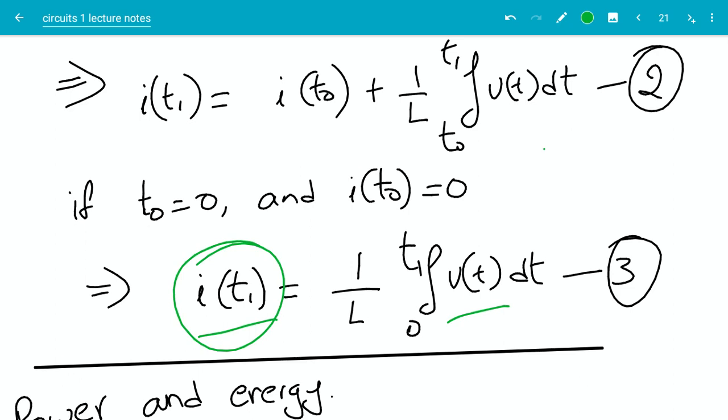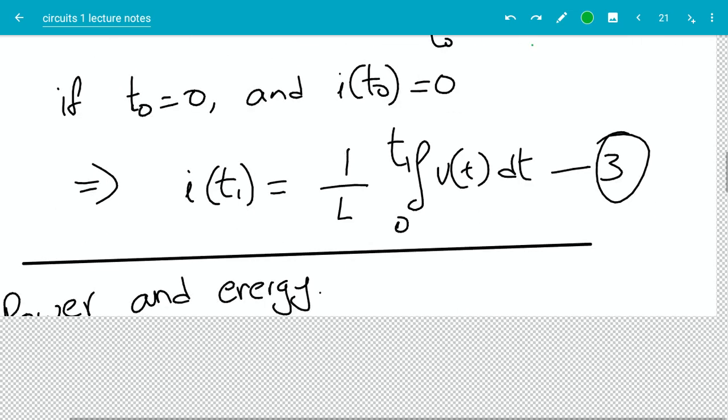If the current at time t equal to 0 is not 0, then you have to use equation number 2. Otherwise, you can simply use equation number 3. So now we've talked about the relationship between the voltage and the current. Given a current, we know how to find voltage, and given a voltage, we know how to find current.